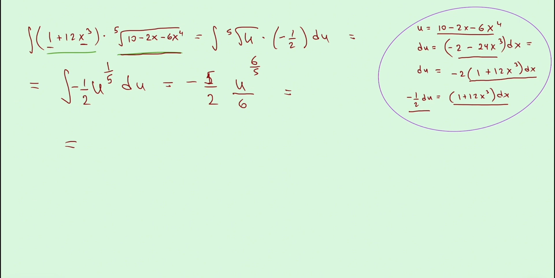Now we could simplify this a bit. We get negative 5/12. Now we will be replacing u with the function that we used for it, which is 10 minus 2x minus 6x to the 4th, and this will be taken to the 6/5 power plus c, since it's an indefinite integral.